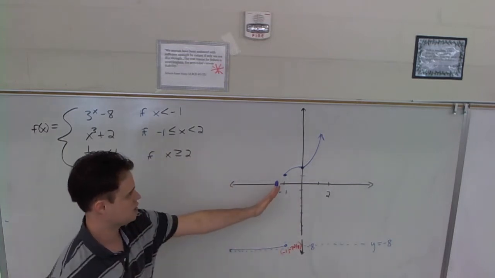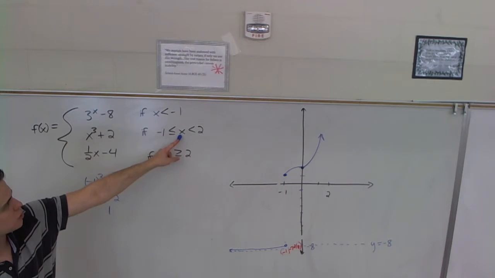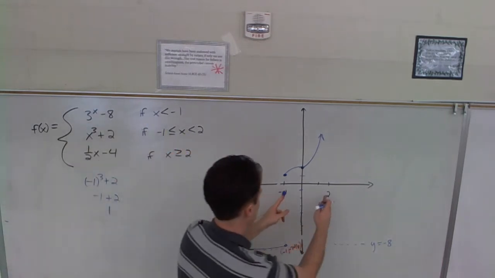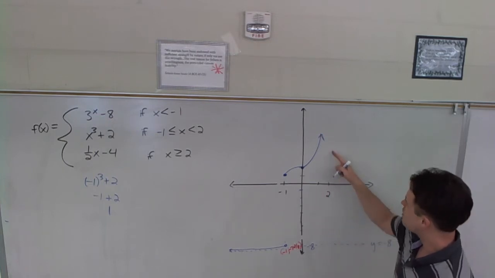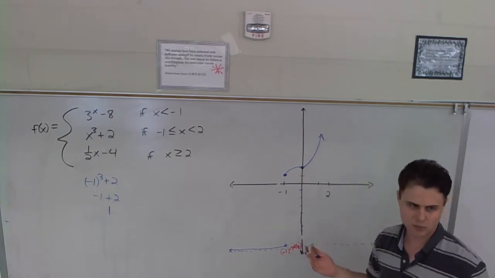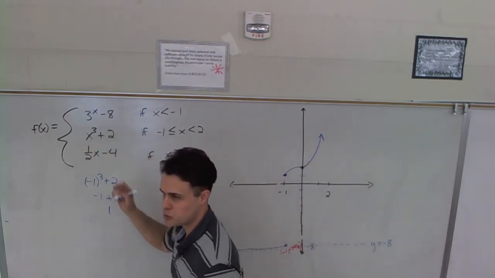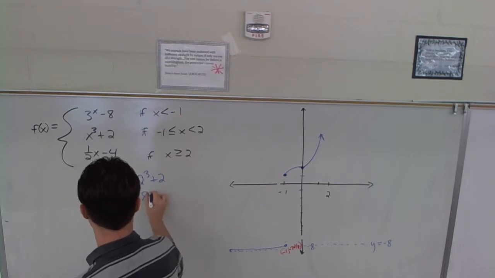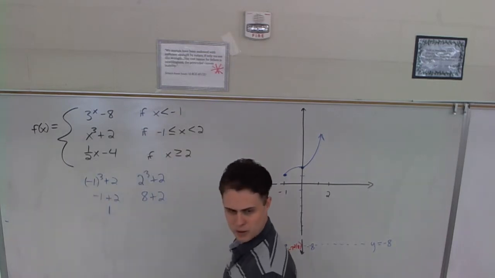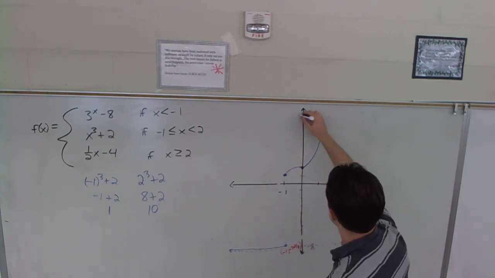And I'm going to erase all the stuff to the left of that because I only want the snake function between negative 1 and 2. So I'm going to be erasing this part of it as well. Does that make sense? How high does it go? How am I going to figure that out? Take 2, plug it in. You always want to plug in your edges. So now 2 cubed plus 2. What is that? 8 plus 2? So we got 10. So this guy will go all the way up until 10.